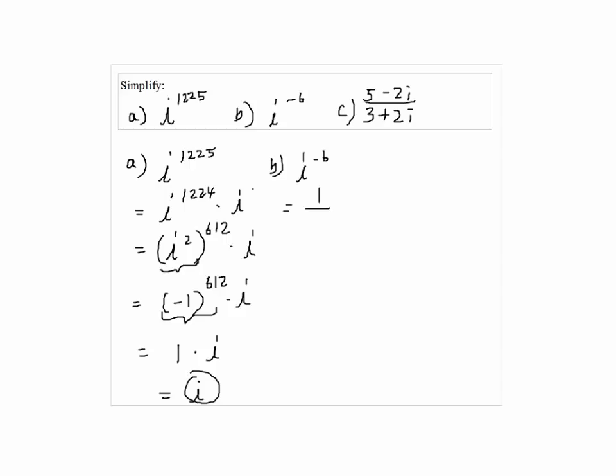I to the negative 6 is written as 1 over I to the 6, which is also written as I squared cubed. Again, we know that I squared is negative 1, so negative 1 cubed is negative 1, so the answer is negative 1.